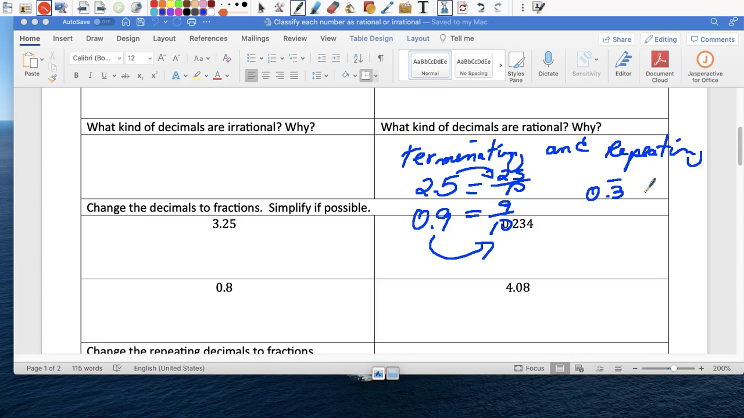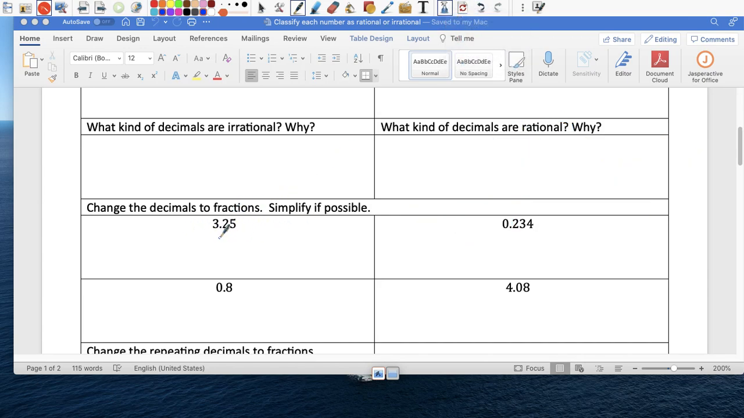Repeating decimals, 0.3333, blah, blah, blah, forever and ever. Can I change that to a fraction? Yes, right? We know the method now, so that would be 1/3, right? So because we proved that we can change a terminating decimal to a fraction, we can also write a repeating decimal as a fraction. And remember, if we can write it as a fraction or as a ratio of two integers, guess what? They're rational.